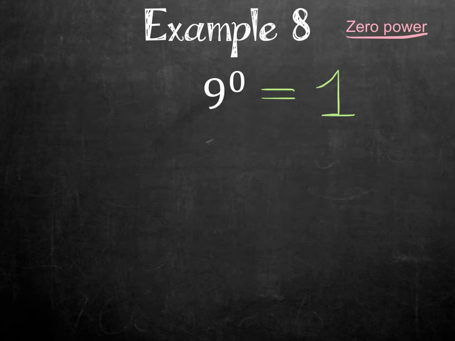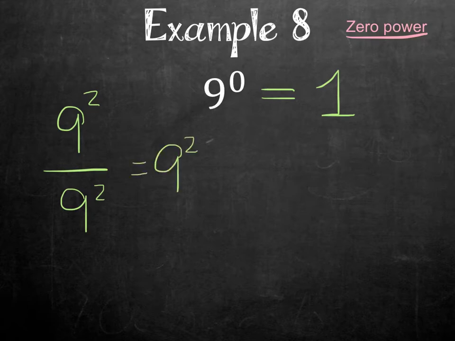Well, now that we've talked about the quotient rule of powers, it'll make perfect sense. If I take, let's say, 9 squared over 9 squared, the quotient rule of powers says I subtract those exponents, so 2 minus 2, and that equals 9 to the 0. But if I didn't know this rule that your teacher just said, that equals 1, I'd be like, why does that equal 1? I would think it equals 9 because there's a 9 and there's no exponent.